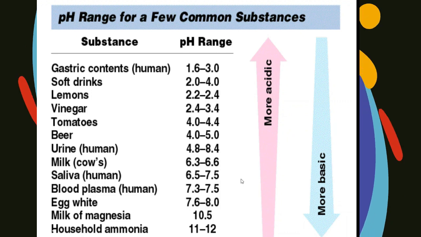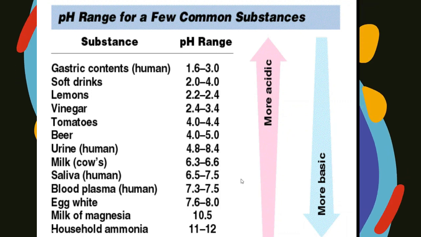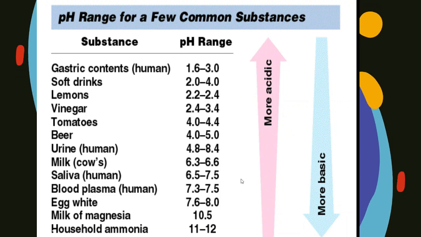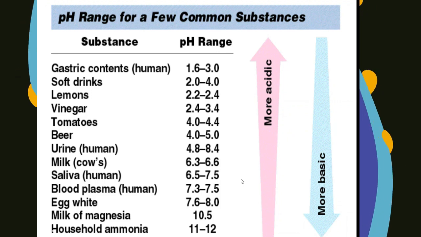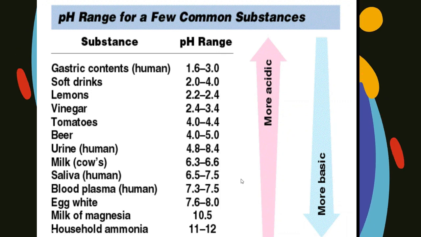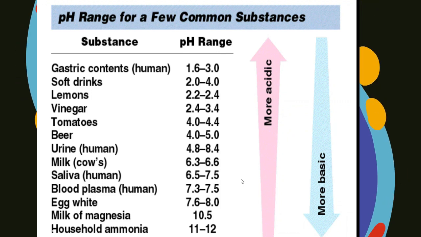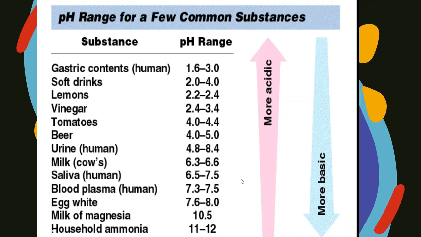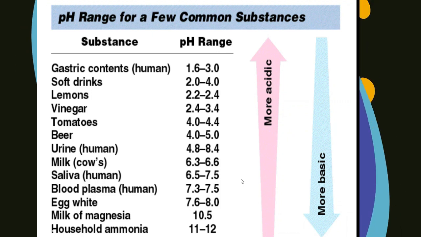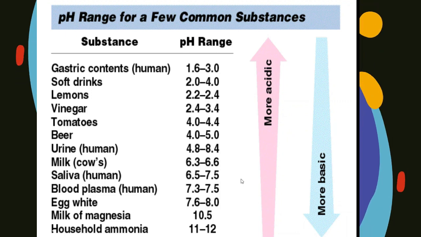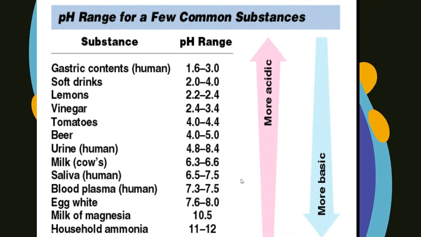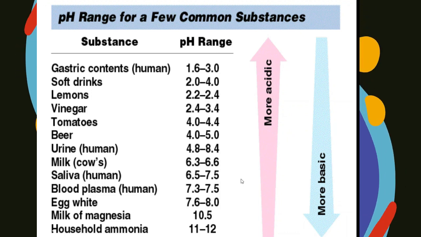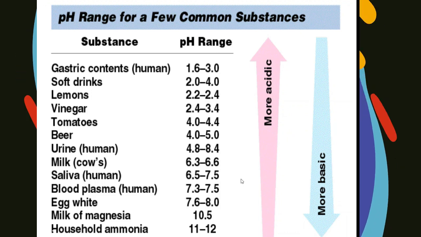blood plasma 7.3 to 7.5. It is slightly basic, that is neutral actually, not exactly 7. Egg white shows 7.6 to 8. Milk of magnesia is 10.5. That's why we use antacids, which contain milk of magnesia, when we are feeling acidity, to neutralize it. Then household ammonia shows 11 to 12, which is a little bit more basic.